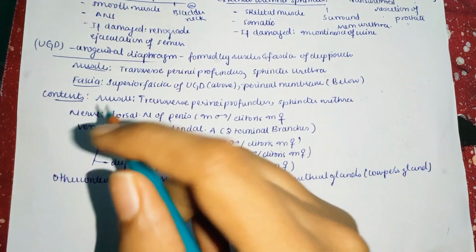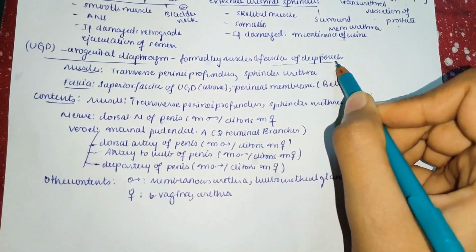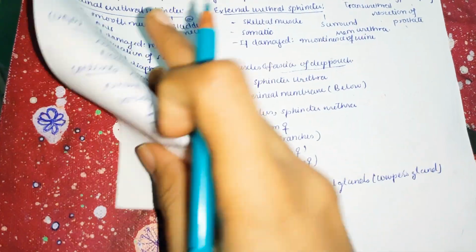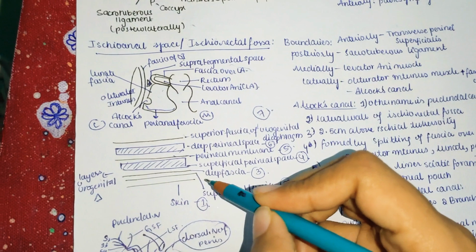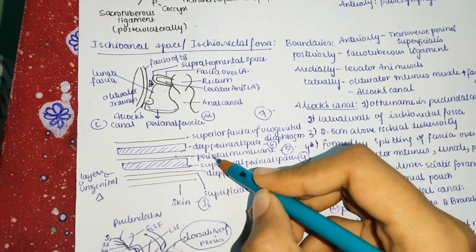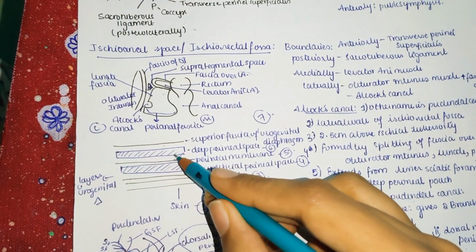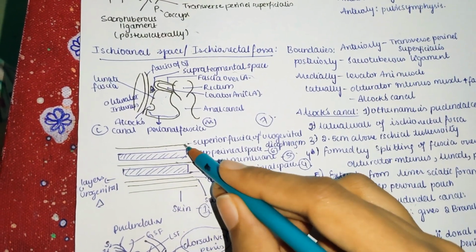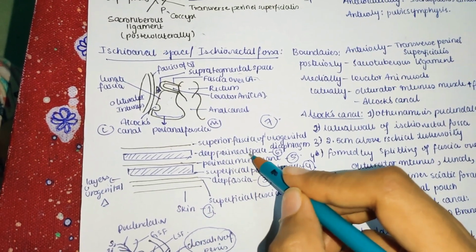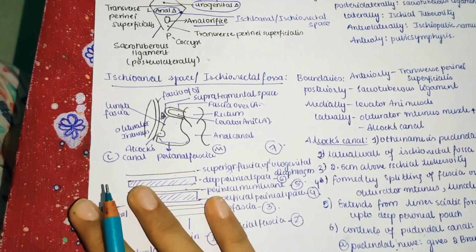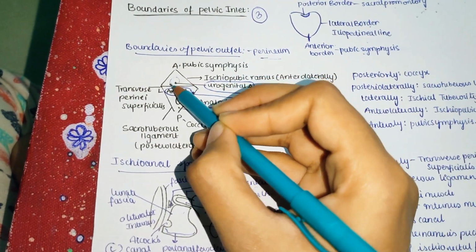We already discussed the layers. It is mainly formed by the muscles and fascia of the deep pouch. So mainly the deep pouch forms the urogenital diaphragm. You can see clearly here in these layers. Here the superficial perineal space has come. This is the perineal membrane. You can see the urogenital diaphragm just above the deep perineal space. So the deep perineal space forms the urogenital diaphragm.